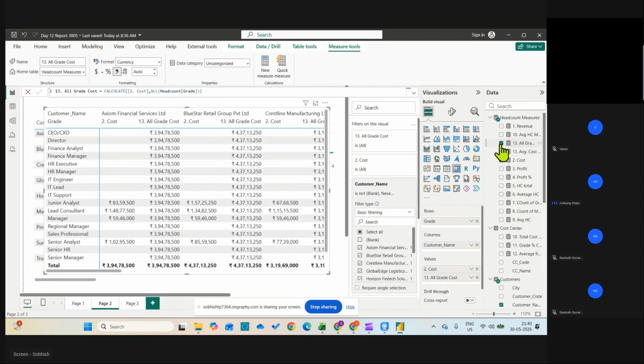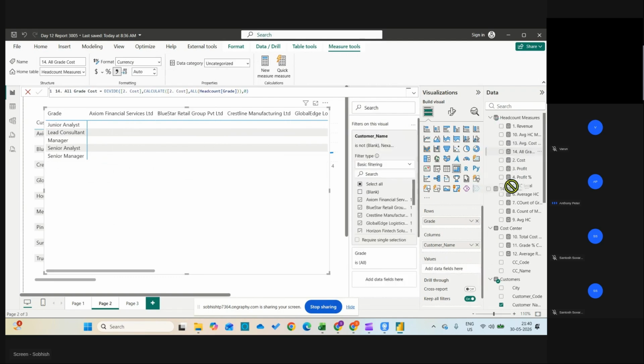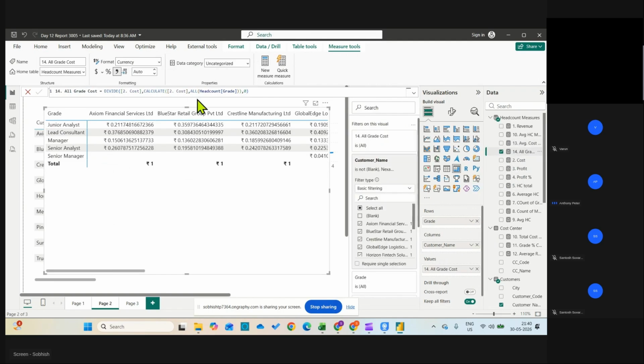But I do not want this 394 alone. What I want is to divide this cost, 83,000, by the 394. So I use a DIVIDE function here, and I ask DAX to divide this cost by the total, and then give me 0, right? And it should actually be 14. So now if I do this, instead of cost, it will give me the percentage, and I can just change the value to percentage here.